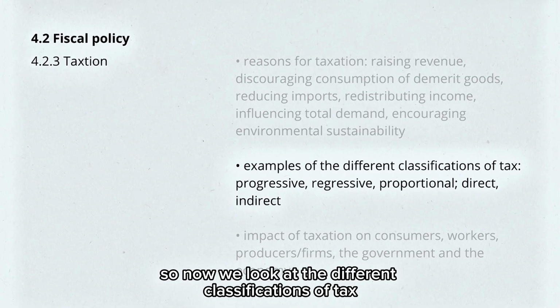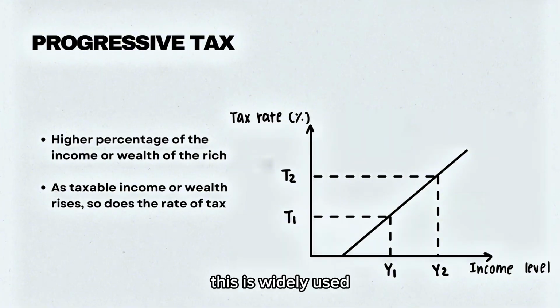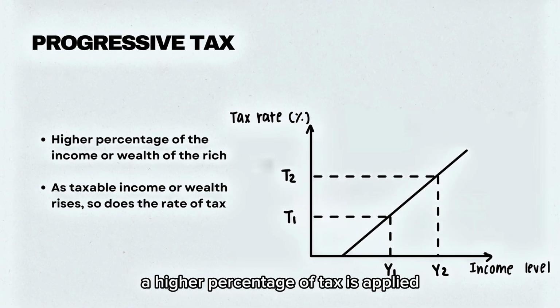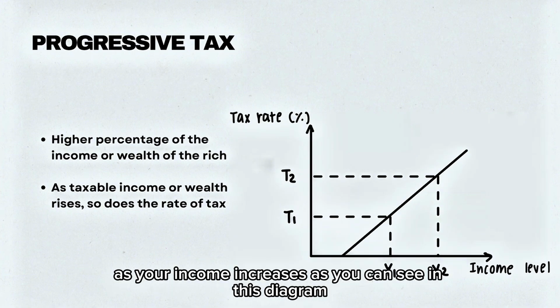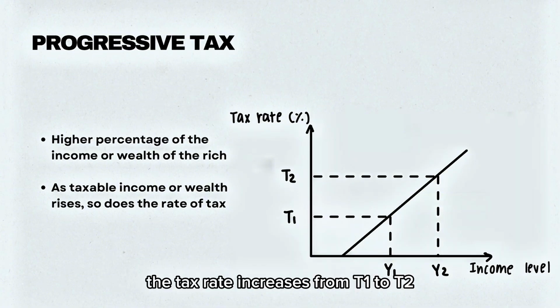So now we look at the different classifications of tax. The first classification is a progressive tax. This is widely used in most economically developed countries. A higher percentage of tax is applied as your income increases. As you can see in this diagram, as your income level increases from Y1 to Y2, the tax rate increases from T1 to T2.